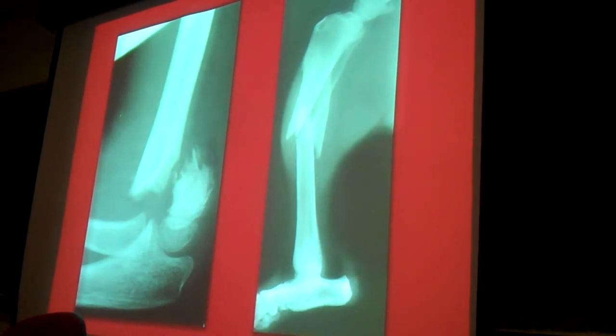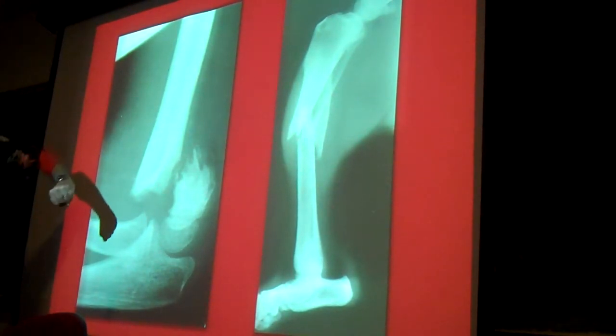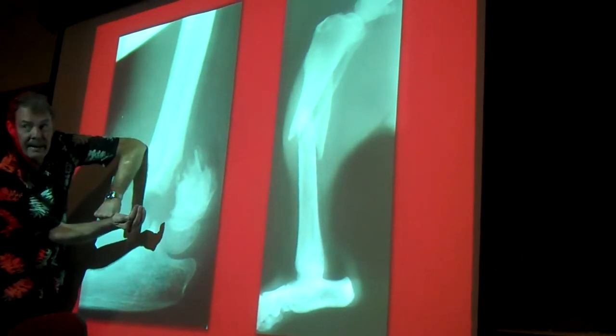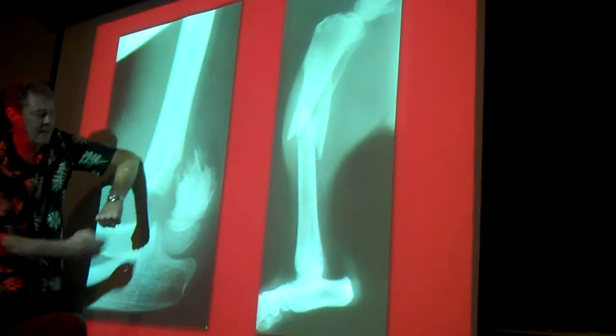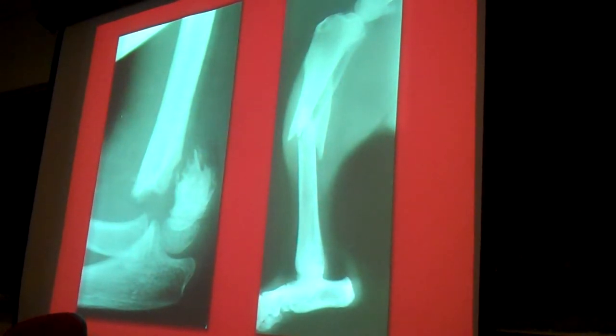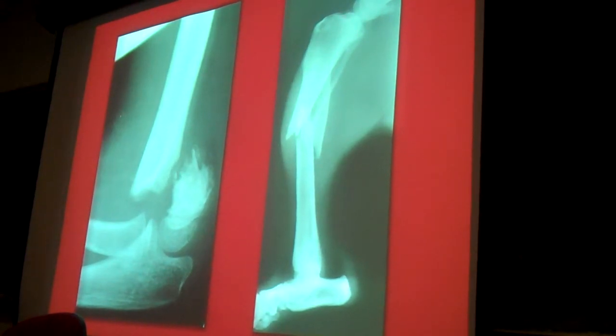Yeah. Very often you'll see dislocations. You have the humerus here, you have the ulna here, and it'll dislocate like that. Okay? We saw a lot of those.